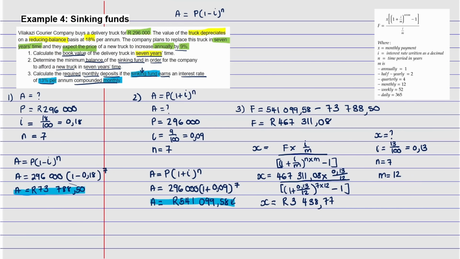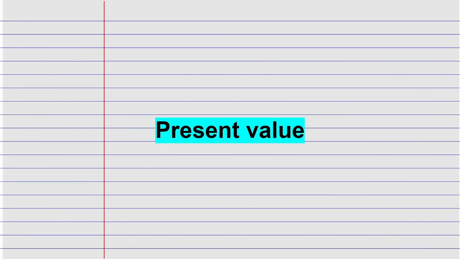So I hope that makes sense with how to deal with sinking funds. Now we're going to move to present value. Future value, as you can see from the name, is where we're dealing with investments, sinking funds, all that. It's money that you save up to buy something. With present value, we're dealing with loans. So anything that has to do with loans falls under present value, right?